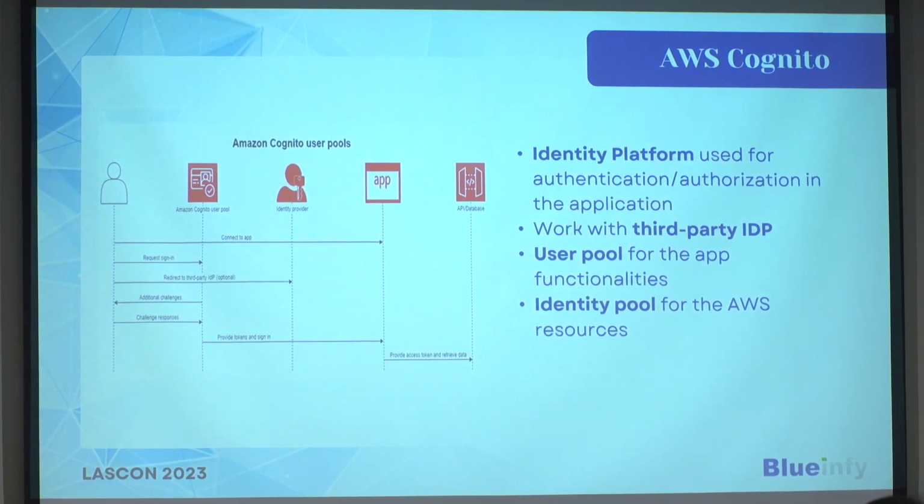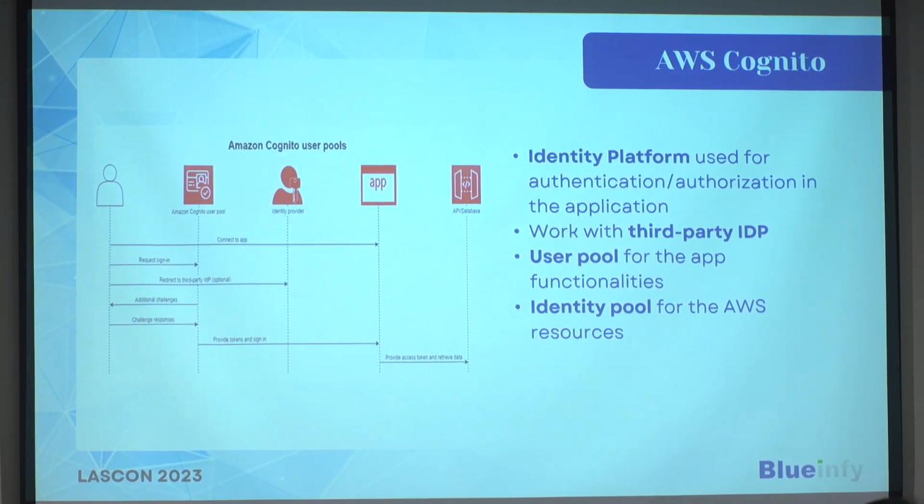There are two things: one is a user pool and another is an identity pool. User pool is mainly used for the app users. Identity pool is used for the AWS services. So for example, if you want to give permission to a user to use any AWS services, then that user should be part of the identity pool.